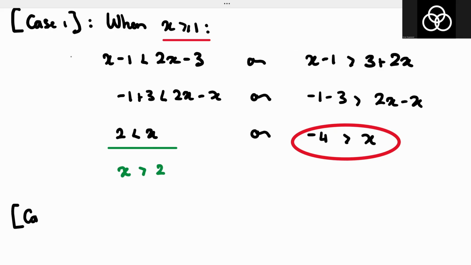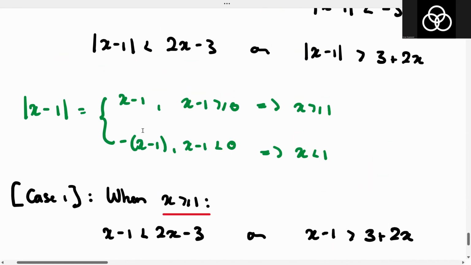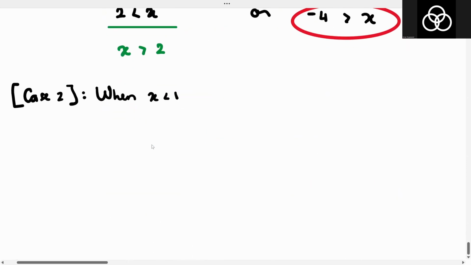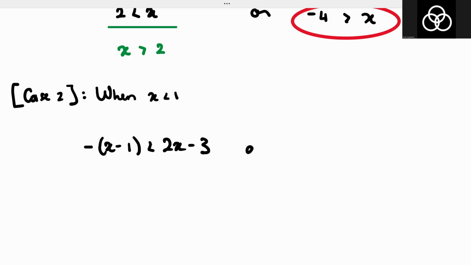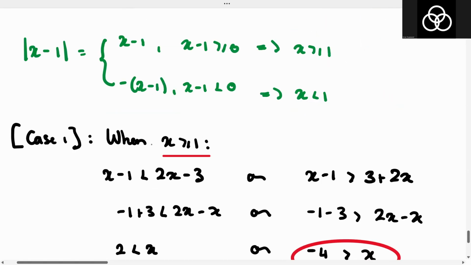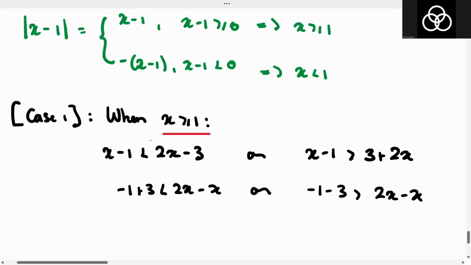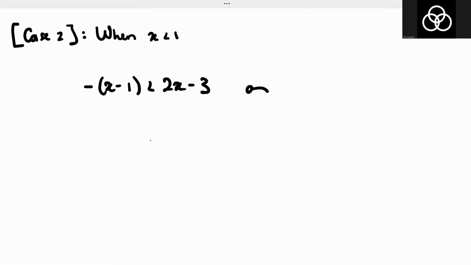So case 2 is when x is less than 1. Now we use the bottom part of the piecewise function over here, right? So we have minus (x minus 1). So minus (x minus 1) is less than 2x minus 3, or minus (x minus 1) is greater than 3 plus 2x.